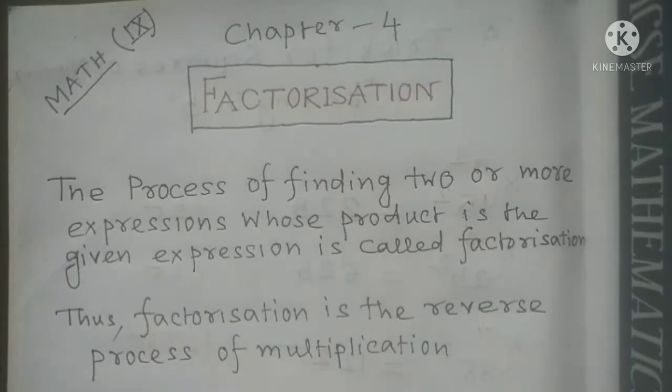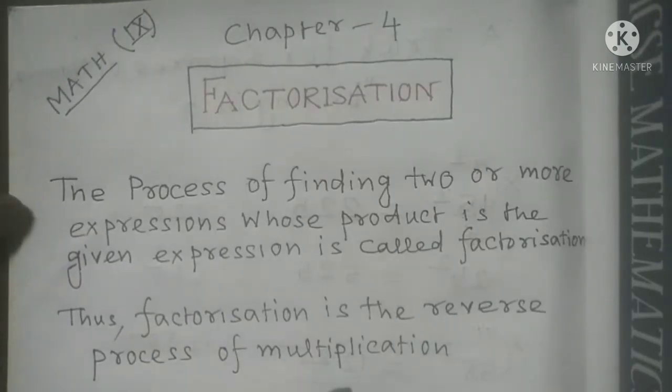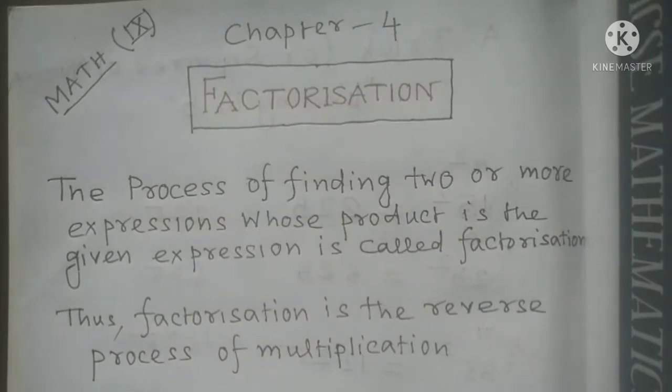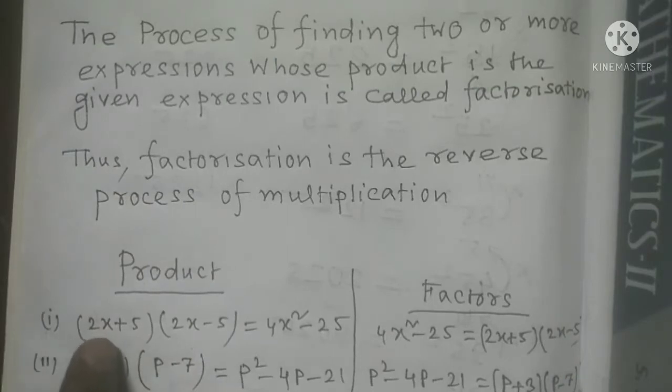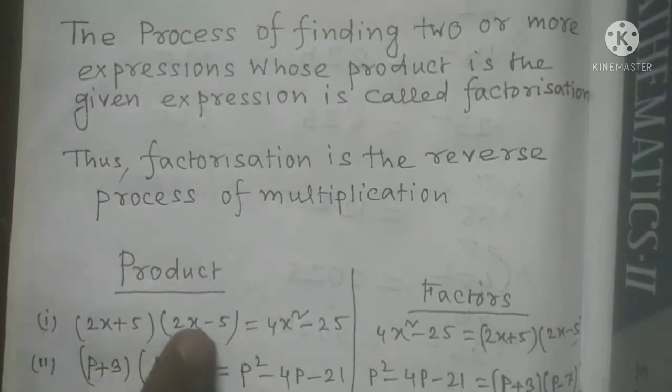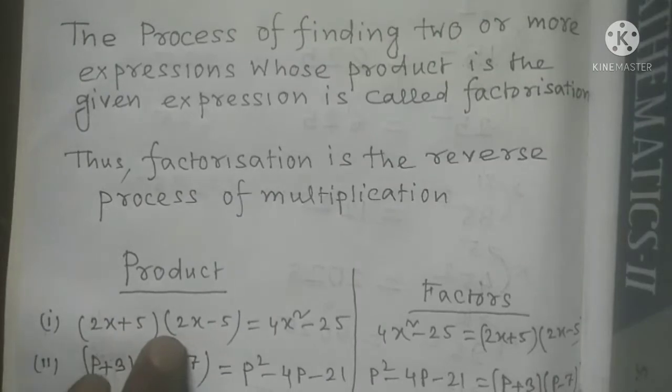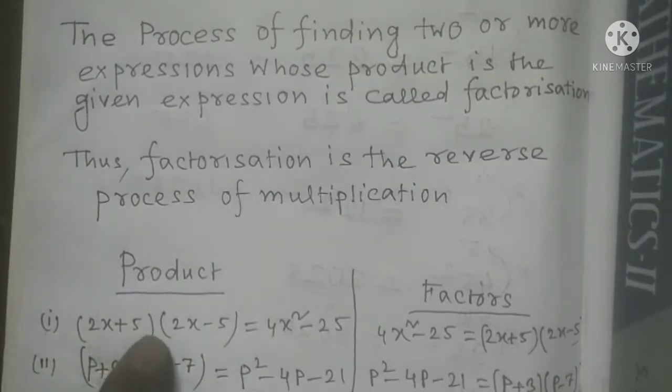First of all, factorization is the reverse process of multiplication. If you see the example, then you can easily understand. Here is the product, that means 2x plus 5 and 2x minus 5. Both are algebraic expressions, and the combination is multiplication. If you multiply both expressions, then you get 4x square minus 25.